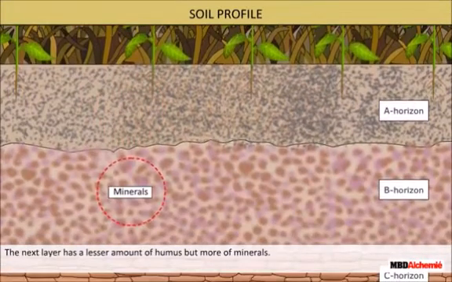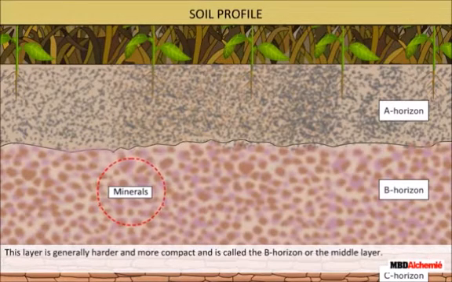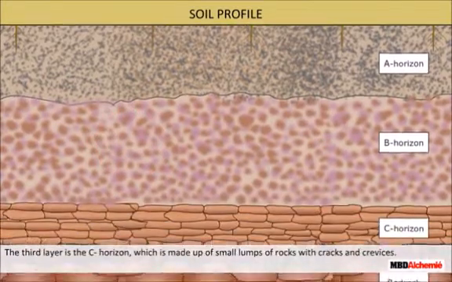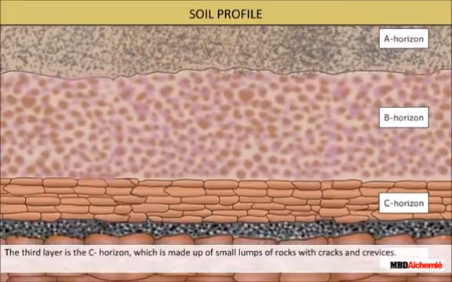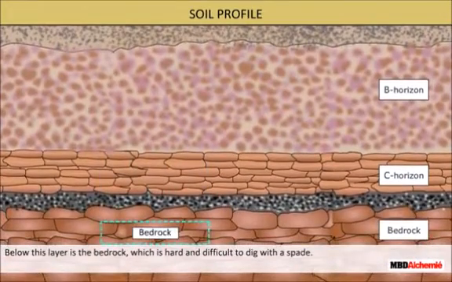The next layer has a lesser amount of humus but more of minerals. This layer is generally harder and more compact and is called the B horizon or the middle layer. The third layer is the C horizon, which is made up of small lumps or rocks with cracks and crevices. Below this layer is the bedrock, which is hard and difficult to dig with a spade.